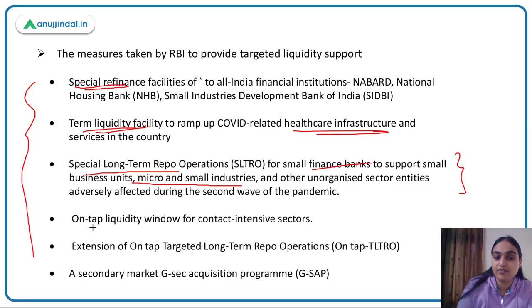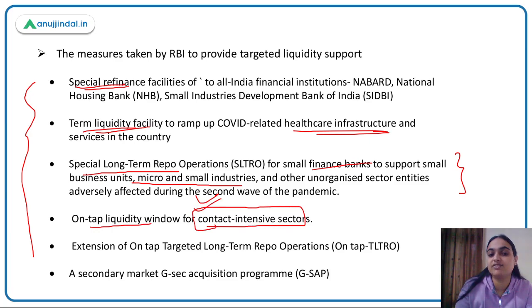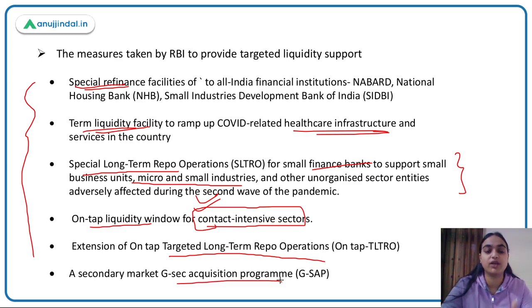On-tap liquidity window for contact-intensive sectors. Contact-intensive sectors sabse zyada impact hue the Covid se, so inko support provide kiya gaya. Then various TLTROs, targeted long-term operations, the GSAP program, Government Securities Acquisition Programme, like OMOs. The GSAPs were started where beforehand only it was told that this much is going to be the acquisition or the sale of the government securities. All right. So this is how RBI has provided liquidity support.